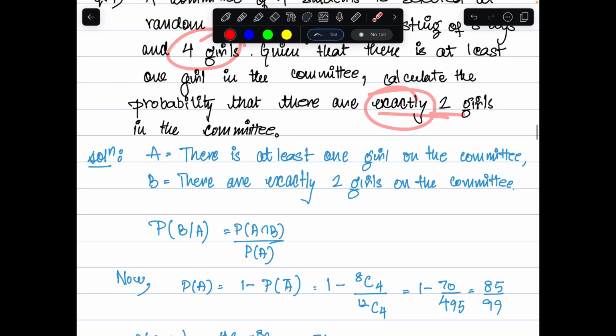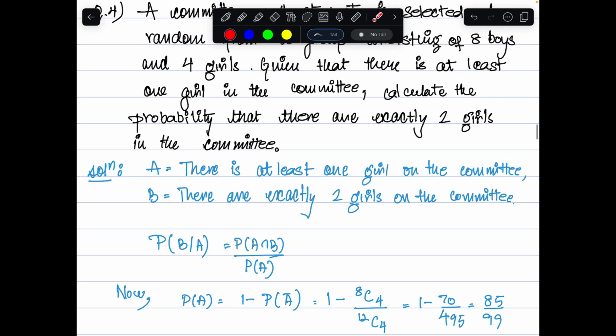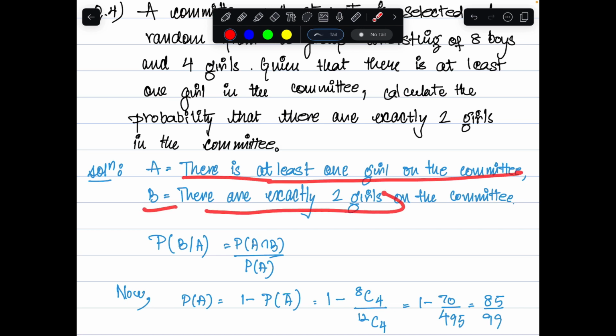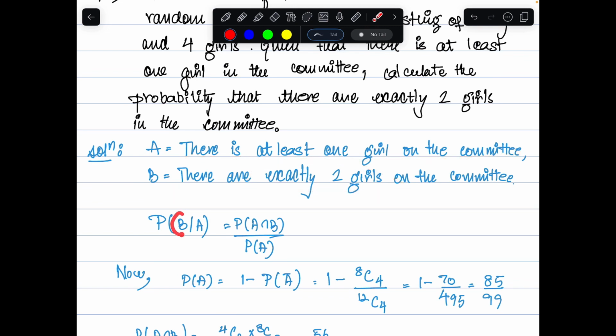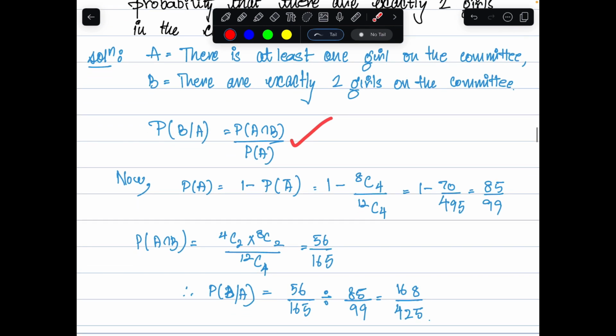So let us start. Let us first write the given words as events. So let A be the event of choosing at least one girl in the committee, and B be choosing exactly 2 girls. So what we are supposed to find is that there should be exactly 2 girls in the committee given that there is at least one girl. Right? So this is the formula that I am supposed to use. Now let's see how we do it.